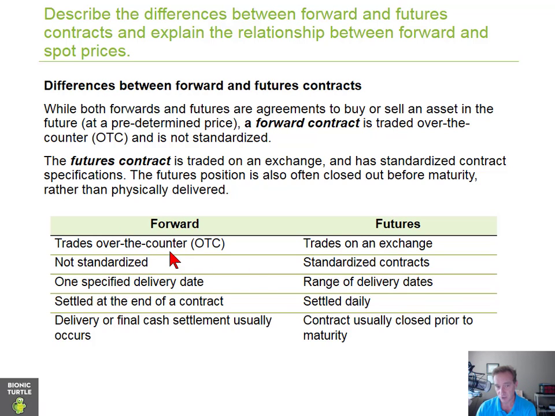Whereas forwards trade over the counter, as we say, OTC, and they are not standardized. Also, I note here on the schedule, recall that the majority of futures contracts, maybe over 90%, I believe, are closed out prior to delivery. So in the vast majority of cases, the short futures contract position is not actually delivering the commodity. They close out that position.